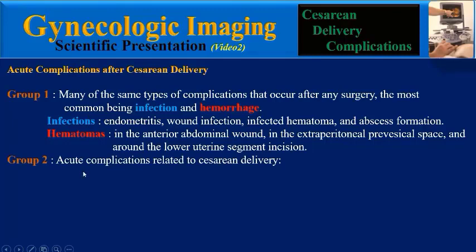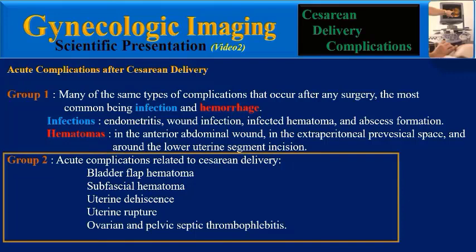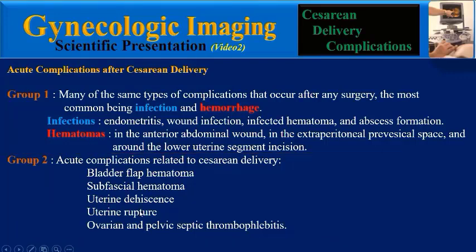Group 2: acute complications specifically related to cesarean delivery include bladder flap hematoma, subfascial hematoma, uterine dehiscence, uterine rupture, ovarian vein thrombosis, and pelvic septic thrombophlebitis. In this video, I will explain the imaging findings related to these complications. The first one, bladder flap hematoma.